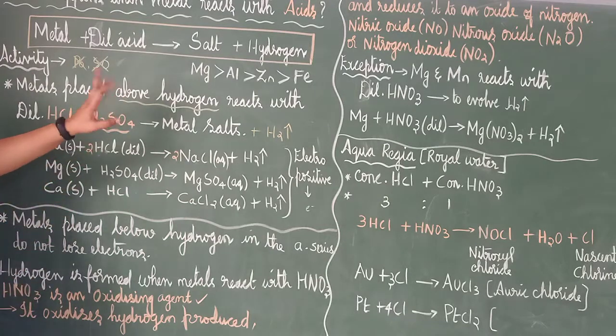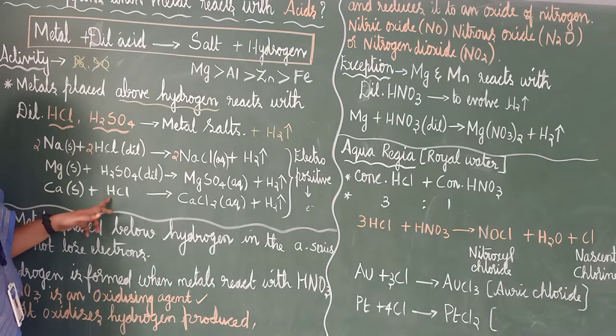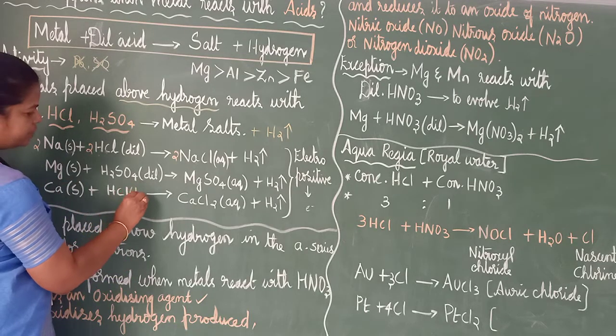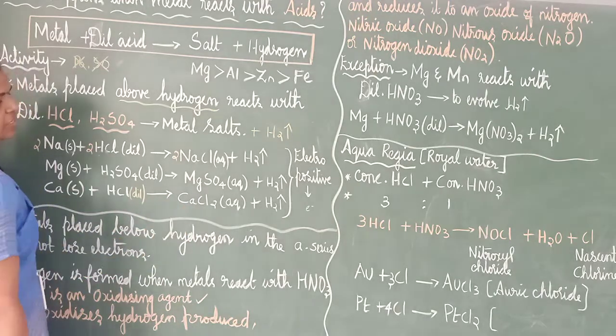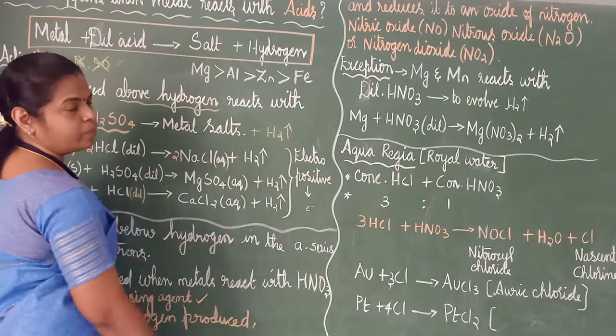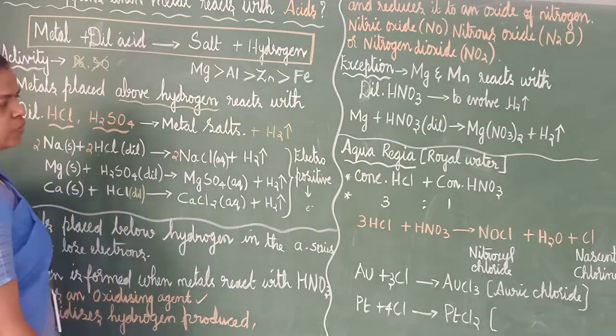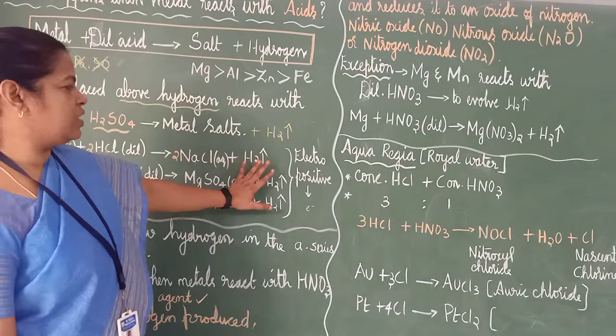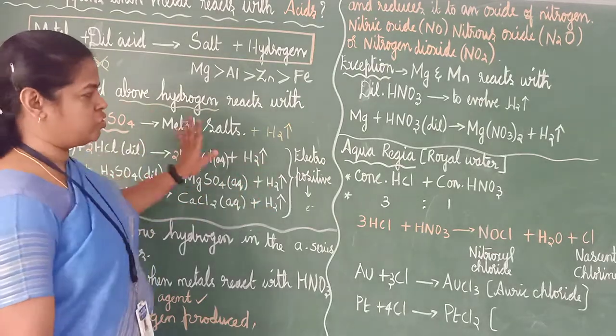The third one is with calcium. Calcium also you can check. With calcium, if you are adding dilute HCl, you will be getting CaCl2. What is that? Calcium chloride. It will be in aqueous form, plus hydrogen gas will be released. By seeing this, we can come to a conclusion that these are all electropositive.